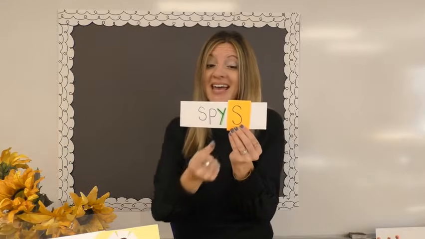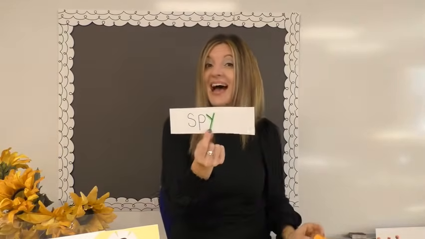So we have a suffix rule that's a little bit tricky, and here's what it is. When a word ends in Y, and I need to add a suffix, I change the Y to an I, and then I add my suffix. But I still don't want to just add the S because this would still say "spis." So instead I use ES. So we say change the Y to I and add ES.